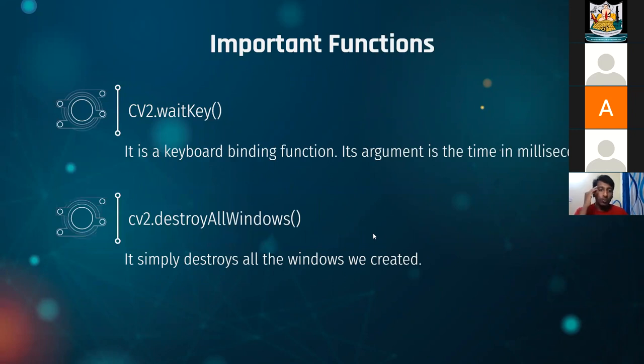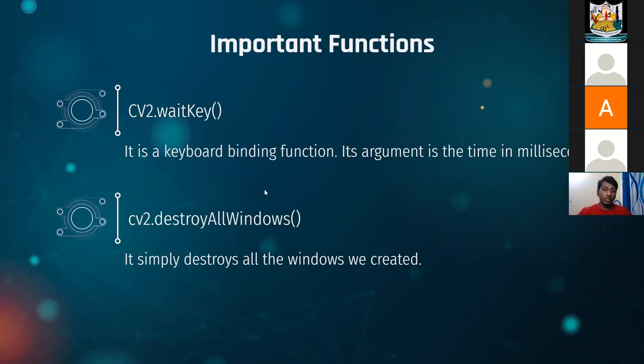Right. There are two more useful functions you have. One is cv2.waitKey. This function basically hangs the program for a specified time. Like you give the argument, suppose I put cv2.waitKey 10, it will wait 10 milliseconds, or it will wait till I hit a random key. Like you get that thing, right? Press any key, something like this. You hang the program and wait for any key to be pressed.